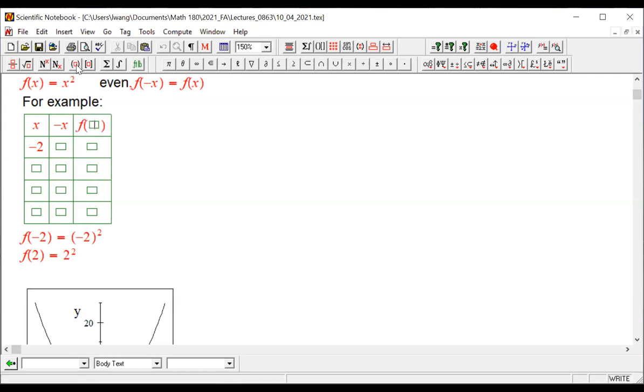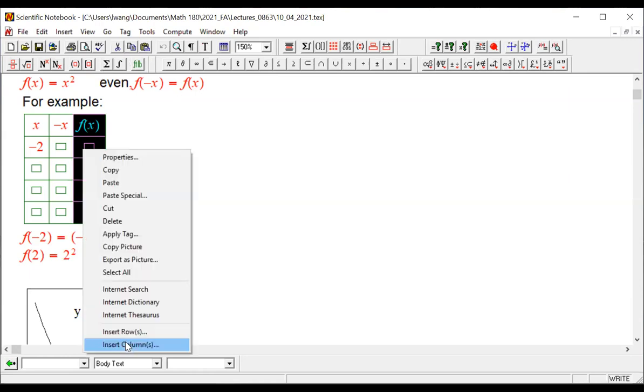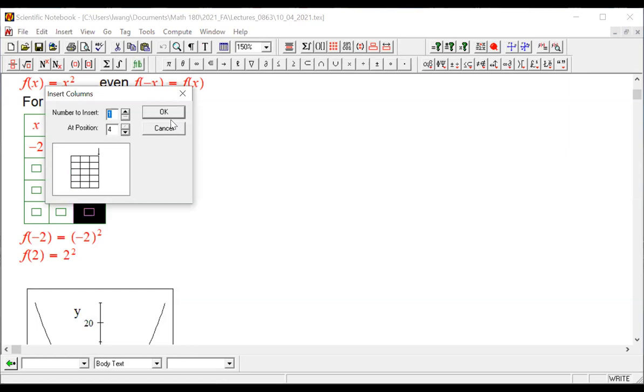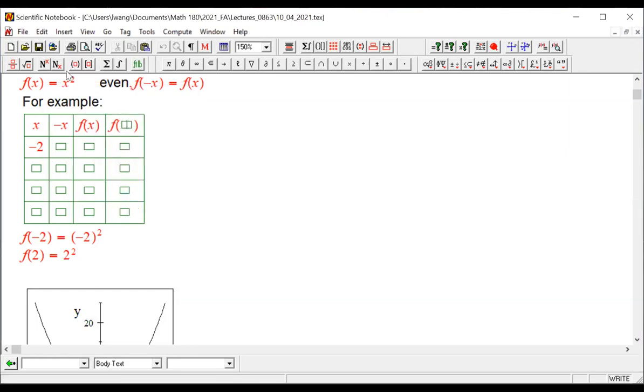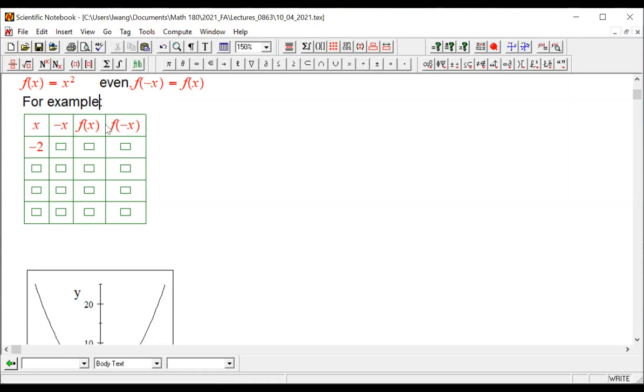F of x. Remember that column? F of negative x. Right? Let's do something that's more concrete. These are just some examples. Are you guys with me? Yes. All right, so I'm going to give you a bunch of x. You're going to work out the negative x, f of negative x.